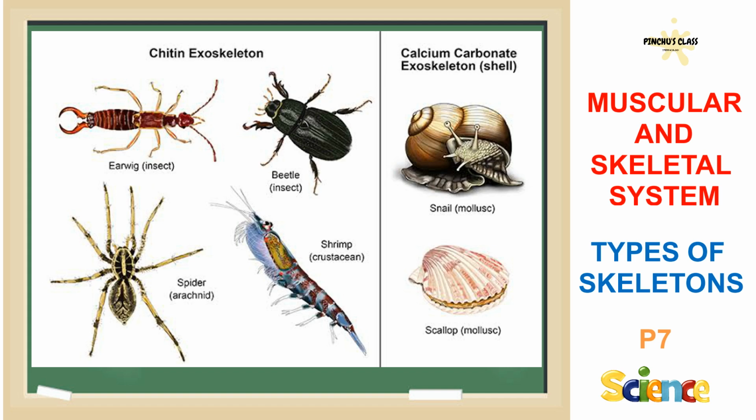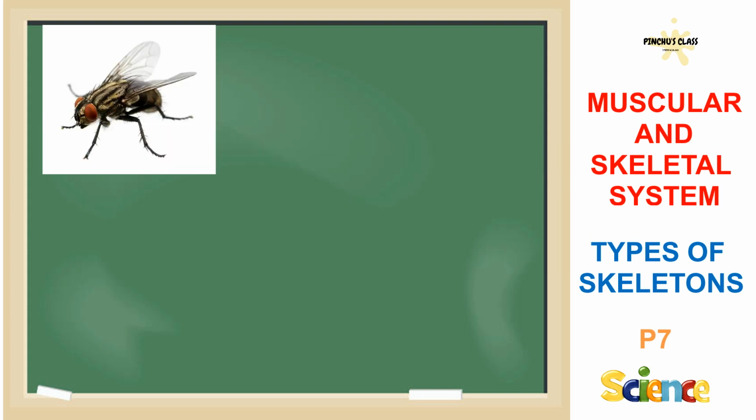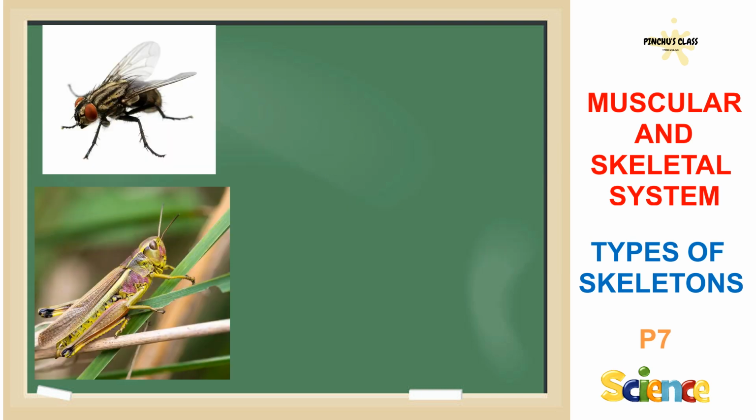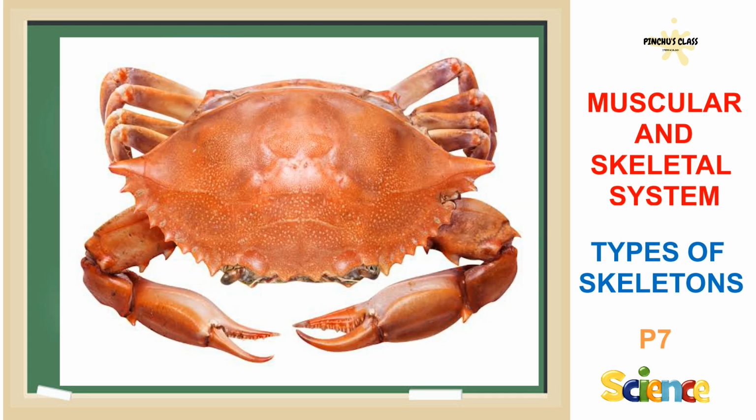Actually, there are so many creatures with exoskeleton, and most of them are arthropods. Arthropods, we have like the insects like houseflies, the grasshoppers, the mosquitoes, and then for the crustaceans we can have the crab. Those clearly bring out the exoskeleton they have.